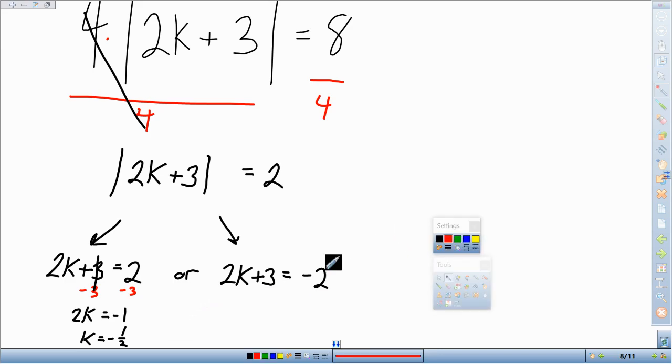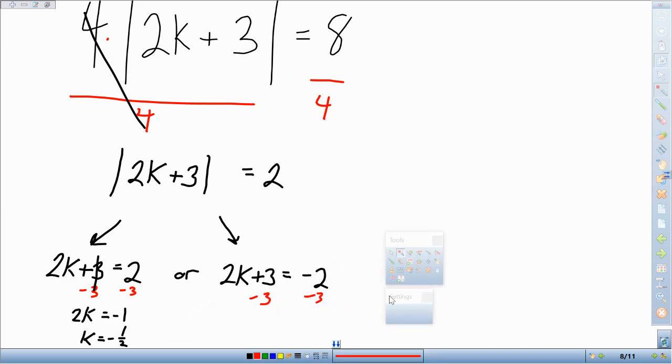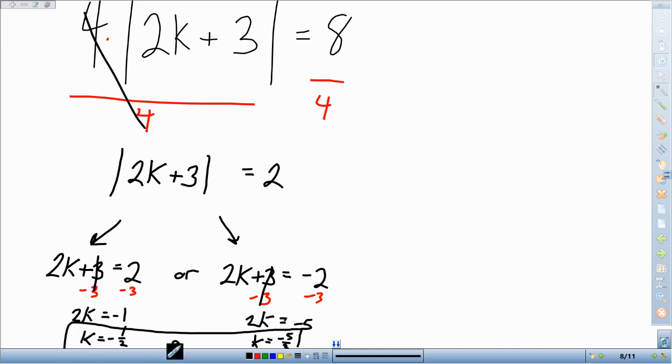On this one, same idea, subtract by 3. Looks like I have 2k equals negative 5. Dividing both sides by 2, k is going to be equal to negative 5/2. And there we have it. And let's not forget our little or sign.